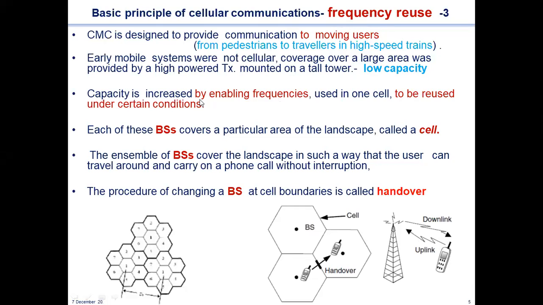The capacity is increased by enabling frequencies used in one cell to be reused under certain conditions. So each of these base stations covers a particular area of the landscape called a cell. The base stations cover the landscape in such a way that the user can travel around and carry on a phone call without interruption. This is what is handover. The procedure of changing base station at cell boundaries is called the handover.